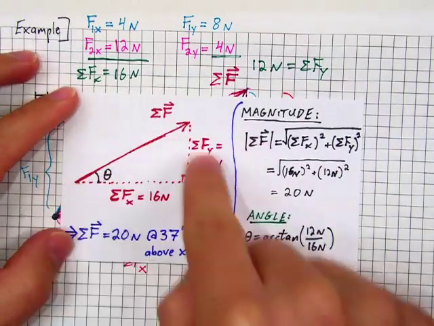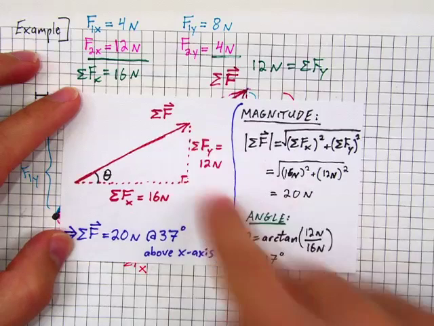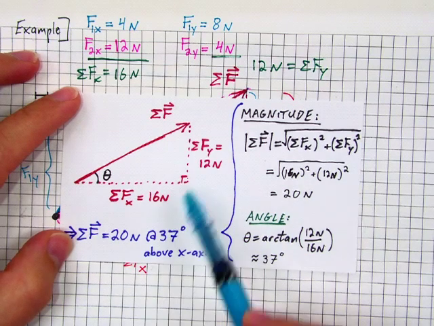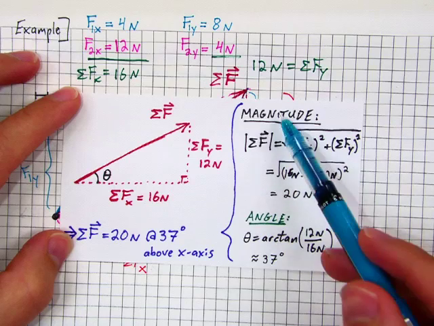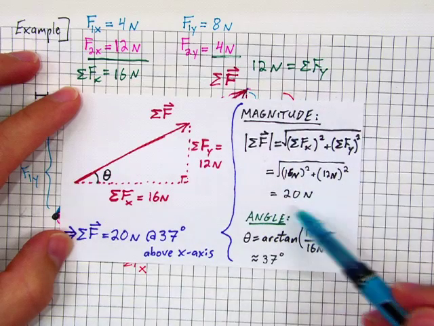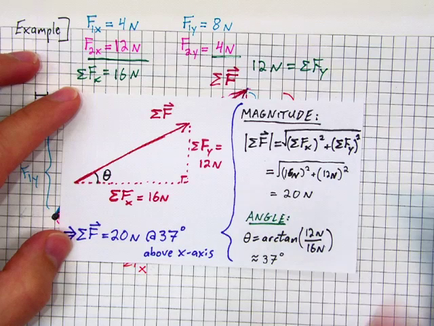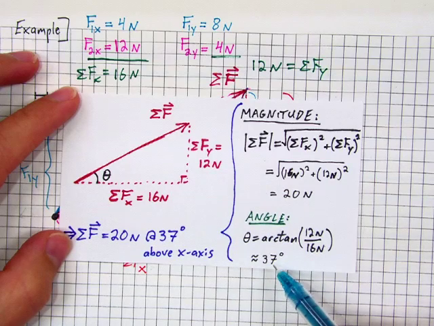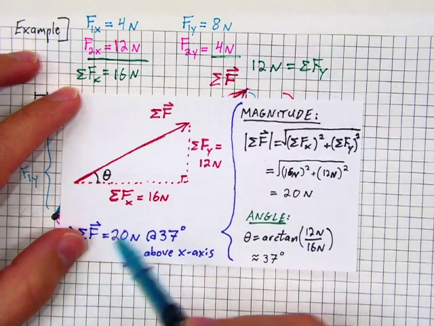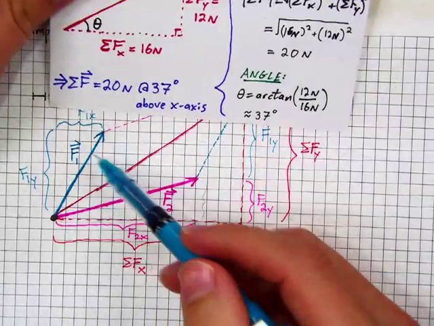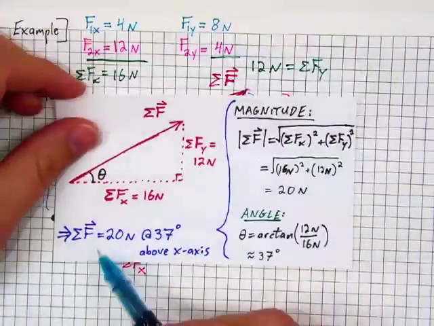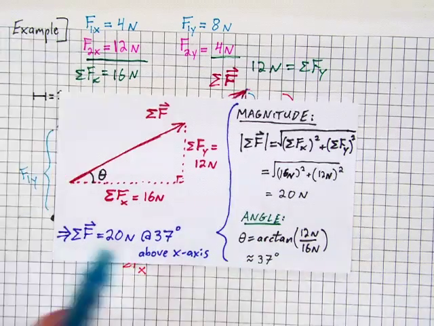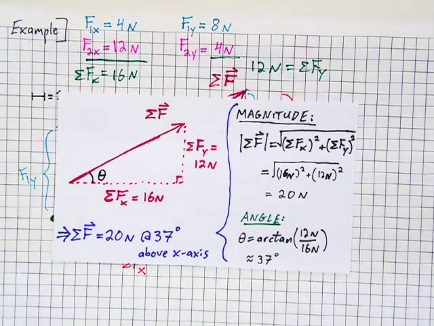here I've redrawn that net force, 16 newtons and 12 newtons. We can then combine those two components using the Pythagorean theorem to find that our net force has magnitude 20 newtons. And again, using some trigonometry, we figure out the angle right here that it's making is about 37 degrees. And report that the net force, the sum of F1 and F2, gives us 20 newtons at about 37 degrees above the x-axis right there.